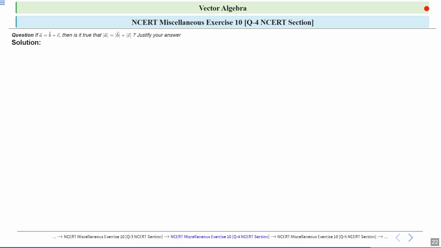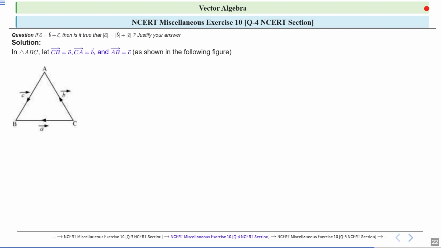In the question it is given that if A vector is equal to B vector plus C vector, then is it true that magnitude of A vector is equal to magnitude of B vector plus magnitude of C vector? Now let's see the solution part. In triangle ABC, let CB vector be equal to A vector, CA vector equal to B vector, and AB vector equal to C vector, as shown in the given figure. Now by triangle law of vector addition, we have A vector is equal to B vector plus C vector, right?